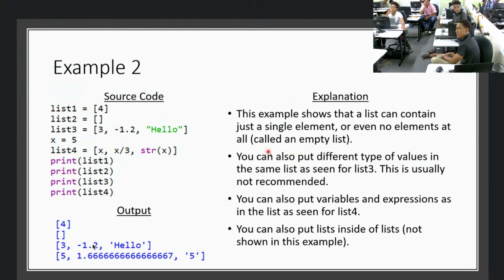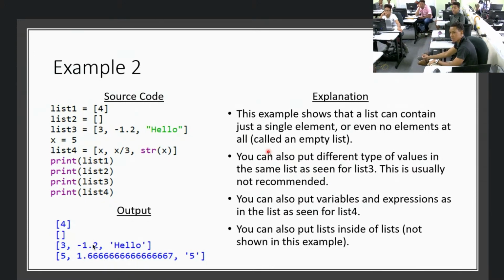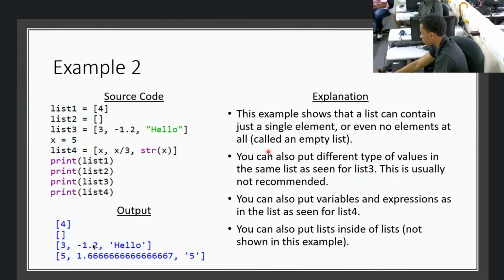Okay, so this example shows that a list can contain a single element or even no elements at all, called an empty list. You can also put different types of values in your list as seen in list 3, but this is usually not recommended. In list 3, you see we have an integer, a float, and a string. You can put various data types into your list, but generally that's not recommended. We want you to put one data type in any specific list. Just a rule of thumb.